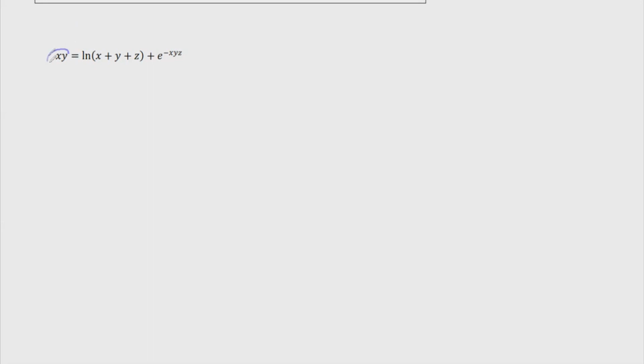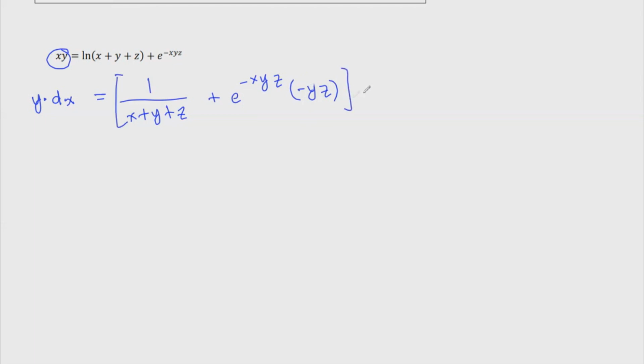So with this, I'll be doing this xy on the left side. So the derivative of this with respect to x would be simply y, and then that would be, of course, multiplied with dx. And then I'll be doing x for the right side, so you just have to write the equal sign, and then we have 1 over x plus y plus z. Okay, and then we have the derivative, which is actually 1. So we have plus e raised to negative xyz, and then the derivative of this one is actually negative yz, and then you attach dx here.